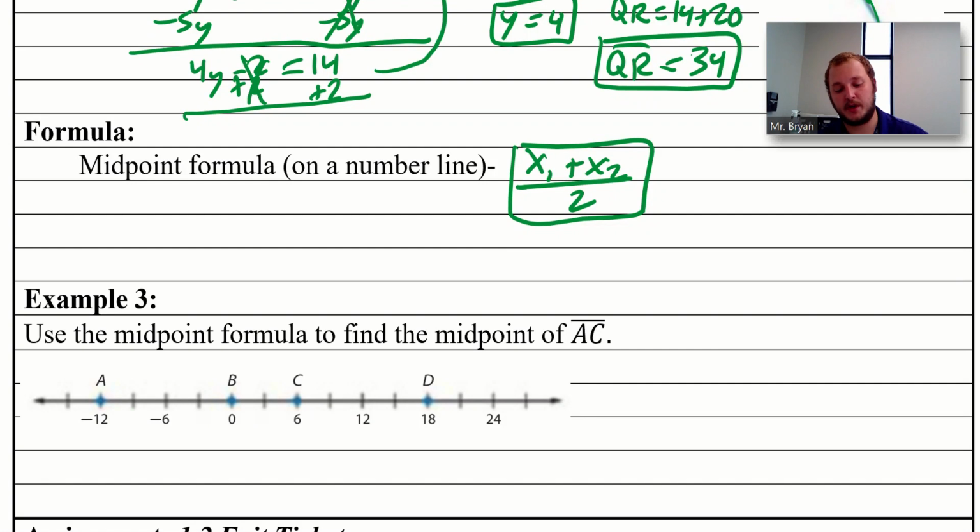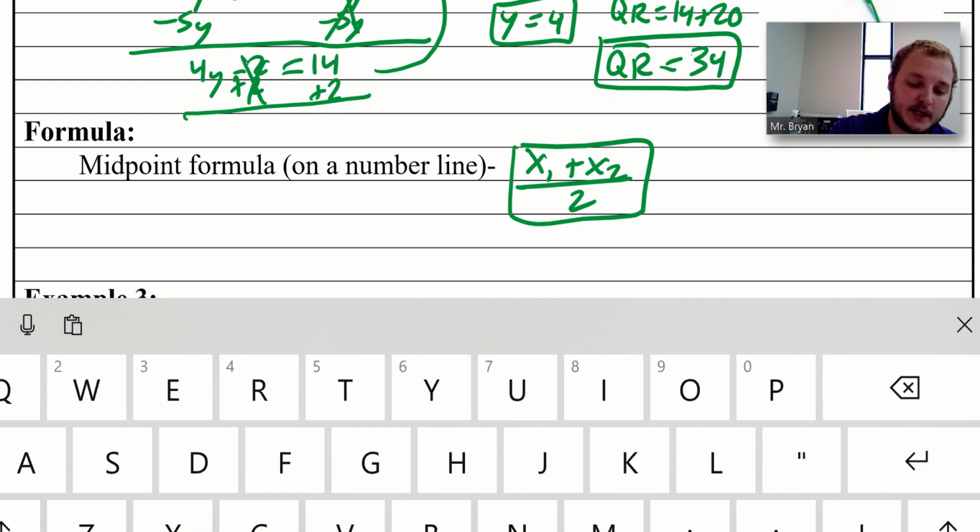Last one here. To save you time, I won't make you draw this diagram, but I want to use the midpoint formula to find the midpoint of AC. You're going to see this on some geometry diagrams: sometimes you're given more information than you need, and you need to figure out what's really important and what you can get rid of. So I want to find the midpoint of line segment AC.